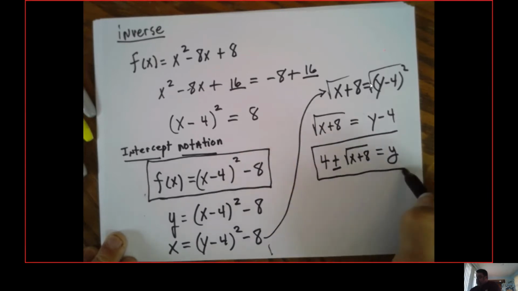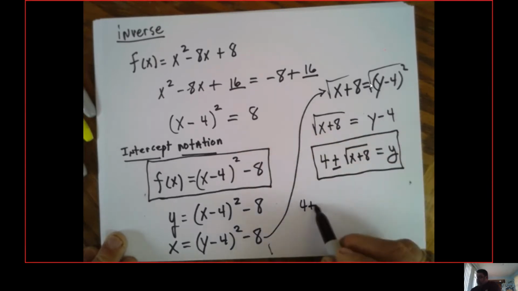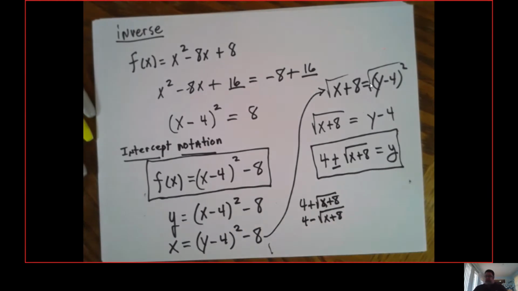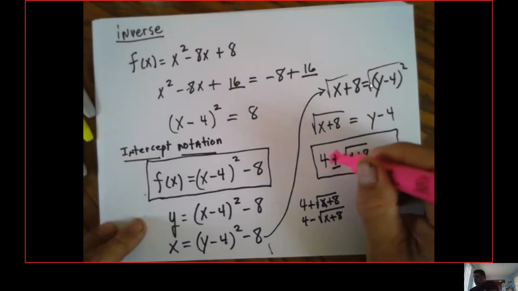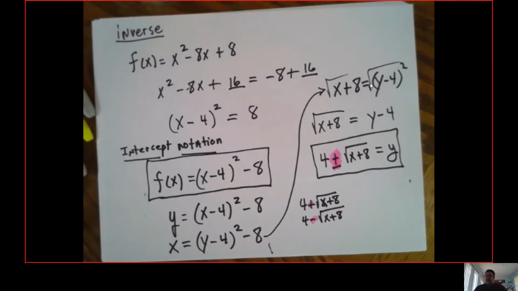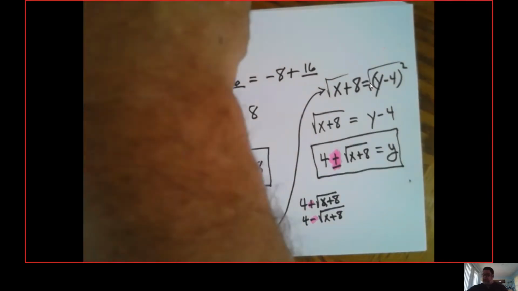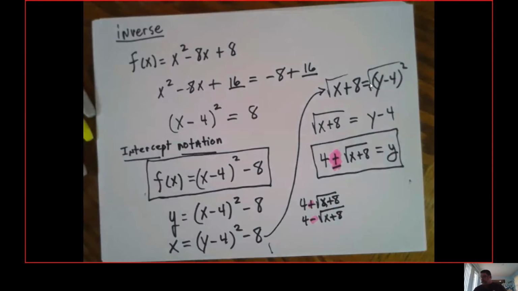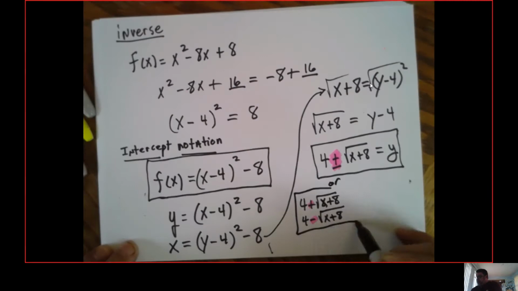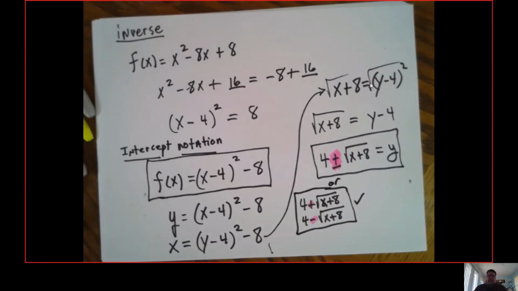Now they may write that as separate, so it'd be 4 plus the square root of x plus 8 and 4 minus the square root of x plus 8. Remember, when you take the square root of anything, you got to do the positive and the negative, so that's where that comes from. I'll take either answer, but I don't know about the homework or the test. So far, both of these are pretty good test questions. I'll take either one of these, but they probably want this one. Okay, so that's that question.